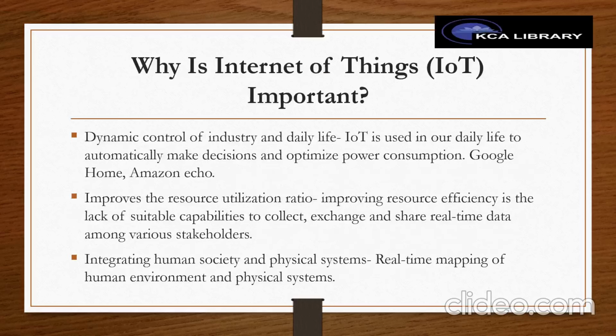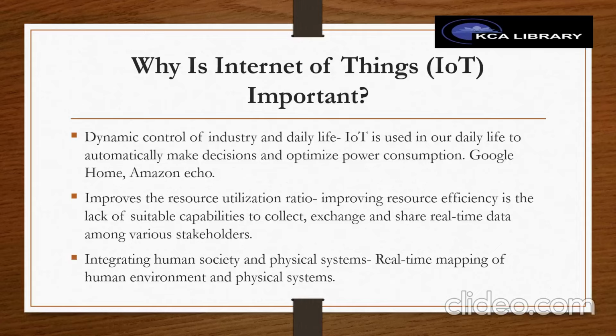So let's look at why Internet of Things is important in our society. The first point we have is dynamic control of industry and daily life. Basically, IoT is used in our daily life to automatically make decisions and optimize power consumption. Here you can see examples from home, Amazon. These are some examples of IoT-based home automation devices where Internet of Things and machine learning are used heavily.